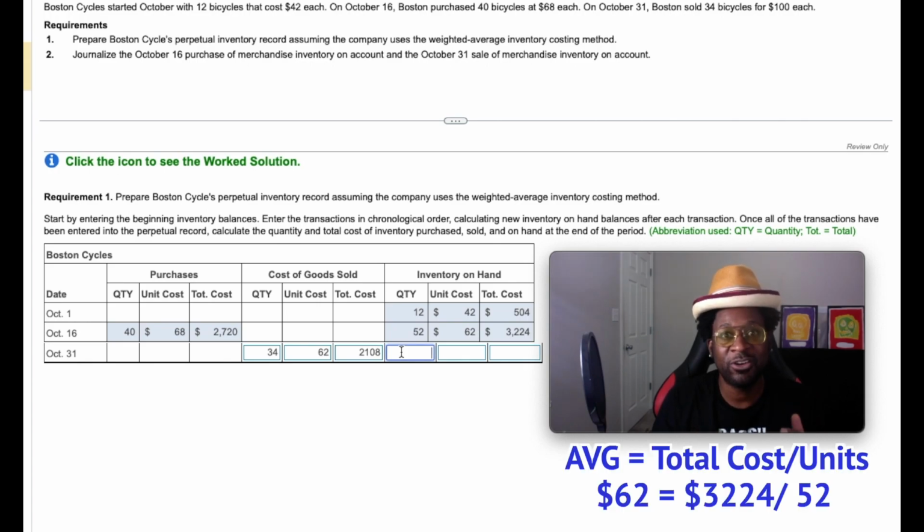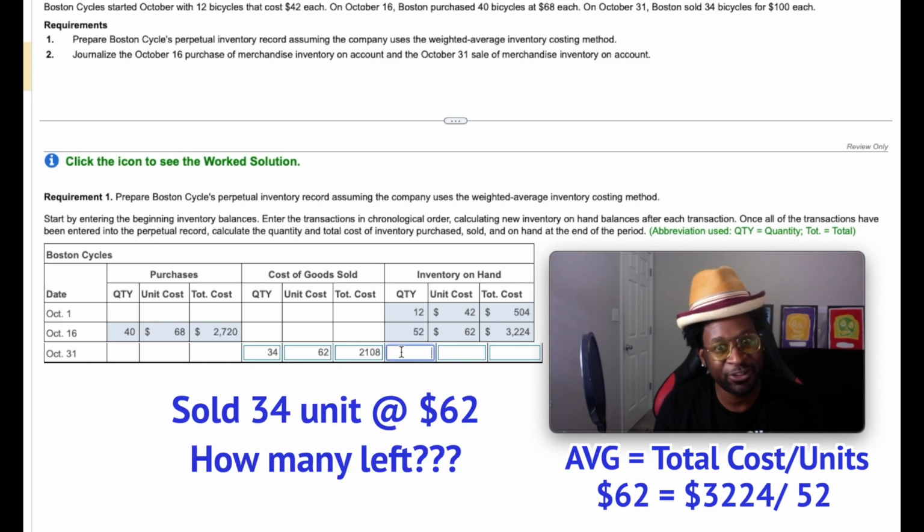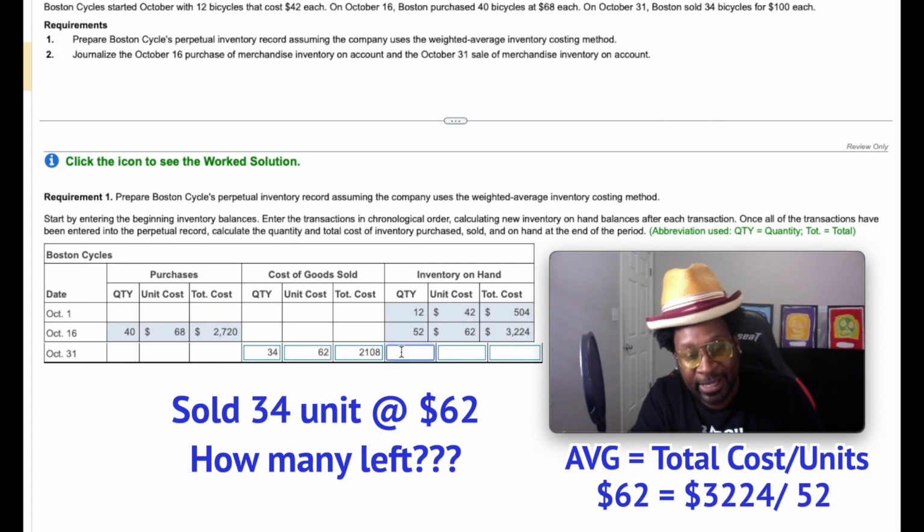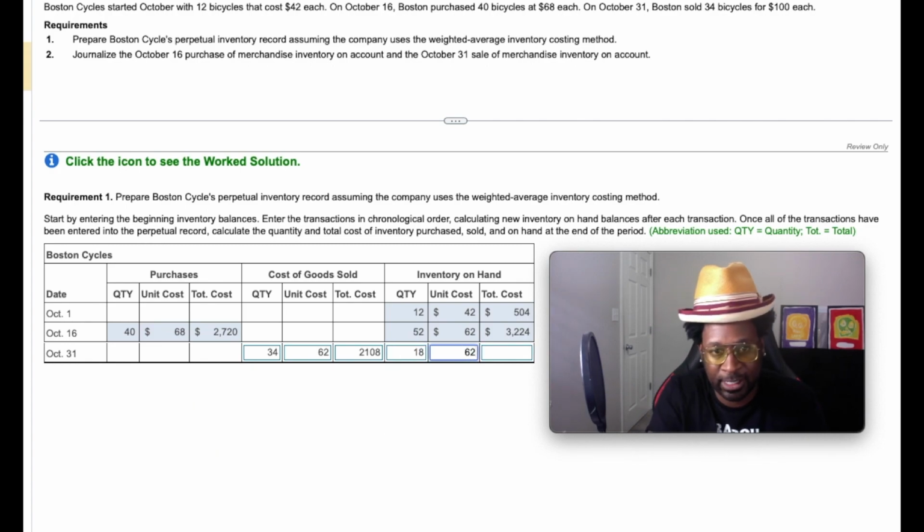Gang, we started out with 52 units with an average cost of $62. We just finished selling 34 of them. So how many units do we have left? Subtract the 34. Obviously, we have 18 units left at an average cost of $62, which will give us a total cost of goods we have left in ending inventory of $1,116. We're going to check the answer.